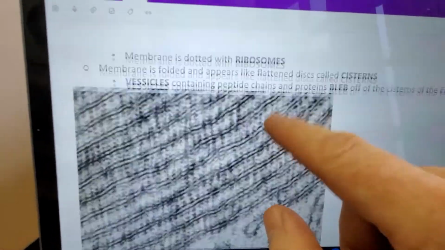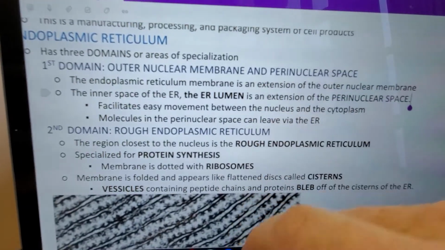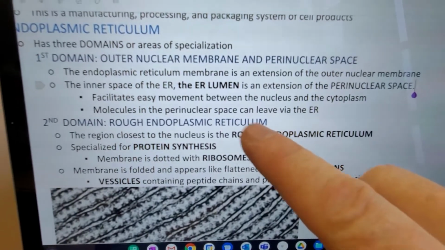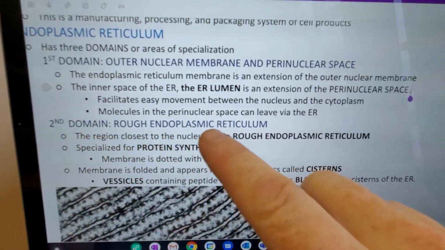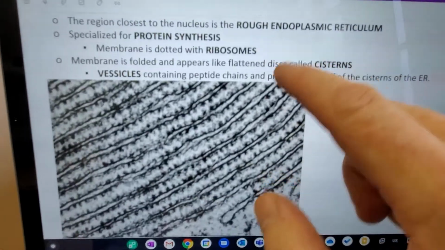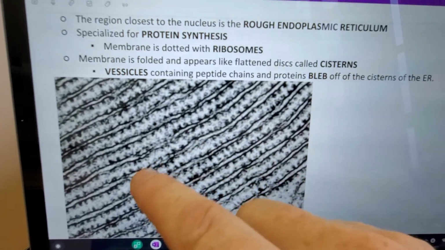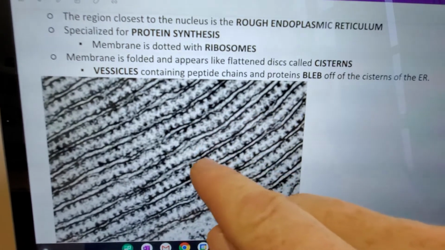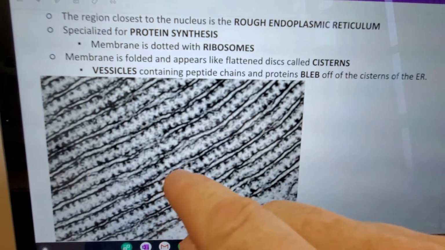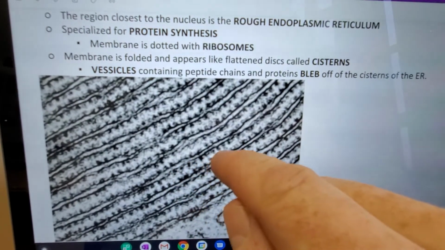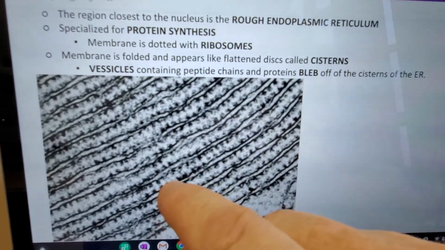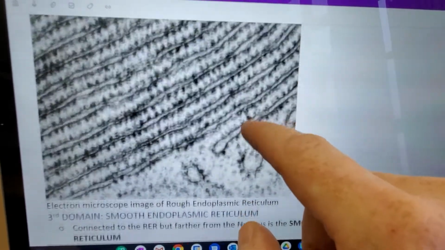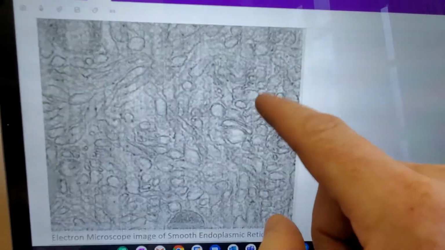The second domain you may have heard about is the rough endoplasmic reticulum. Why is it called the rough endoplasmic reticulum? Because it looks rough. Look, this is what it looks like under an electron microscope. It looks really rough. Those lines are membrane, and the little dots are ribosomes. Lots and lots of ribosomes. Ribosomes are the site of protein synthesis. It's where proteins and enzymes are made.